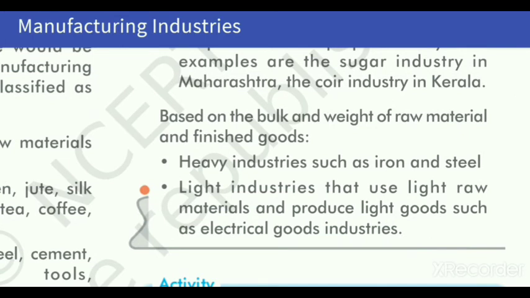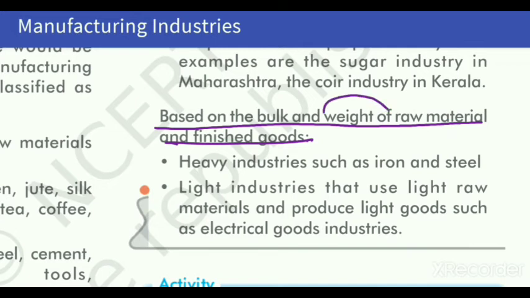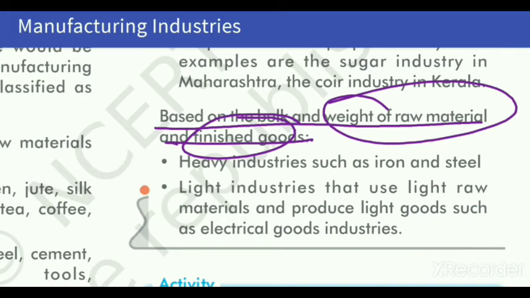The last one is based on bulk or weight of raw material and finished goods. This can also be understood as on the basis of weight of raw materials and finished goods. So again, these are of two types of industries. The first one is heavy industry. As you know, heavy industries are those industries whose raw material as well as finished goods both are very heavy and bulky.